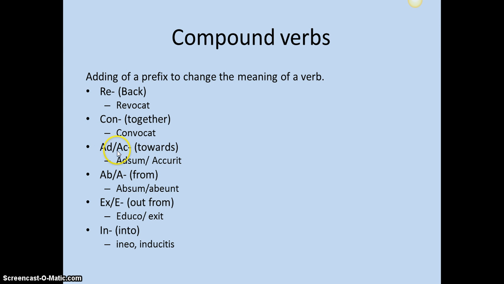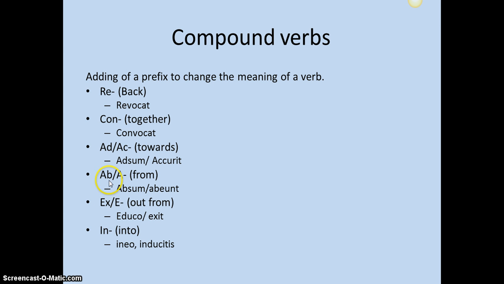And sometimes ad or ac, we attach ac usually when the word itself begins with a C. And ad like in adsum, where it changed from I am to I am present. Accurrit, which is not just runs, but runs towards. And then we have ab, which is from, so we have absum and abeunt. We have ex or e.